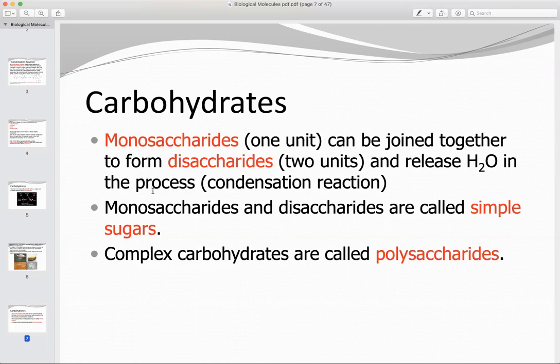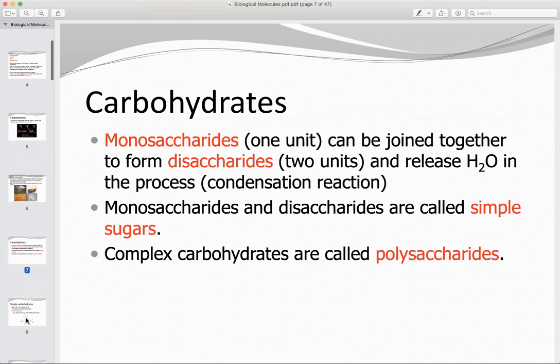But we continue to add more and more subunits to this complex. We have a more complex carbohydrate that we'll call a polysaccharide, okay? So we have our monosaccharides, disaccharides, and then we have polysaccharides, which have many simple subunits joined together, all right? So carbohydrates can exist in many forms.